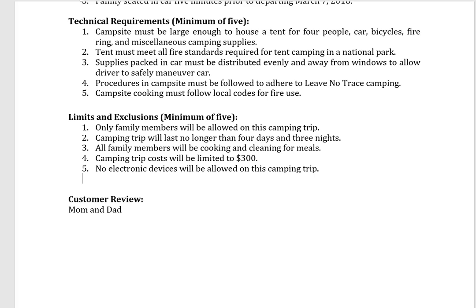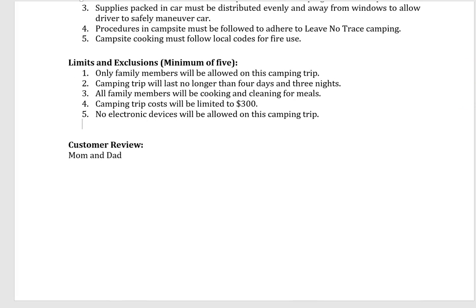The next section is the limits and exclusions. Only family members will be allowed on this camping trip. That's a limit. We're limiting it to family members. The camping trip will last no longer than 4 days and 3 nights. We're limiting it to time. All family members will be cooking and cleaning for meals. So there's a limit. The camping trip cost will be limited to $300. So we can do limits on costs in here.